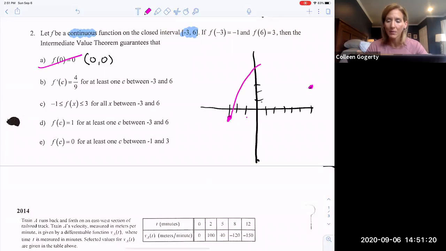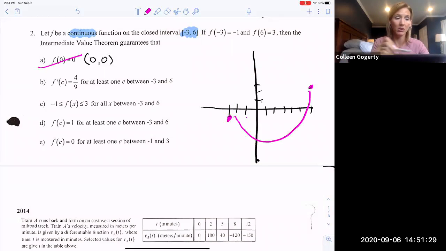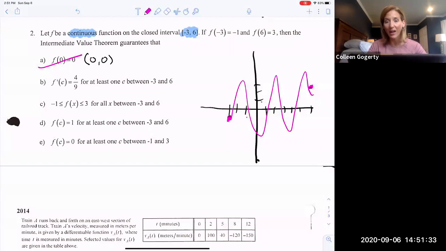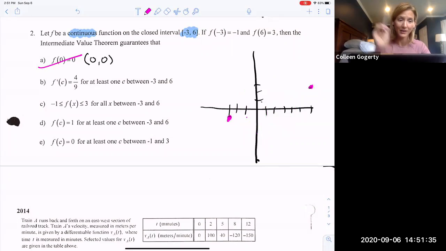I mean, why can't my graph go like that? It could, right? Why couldn't my graph go like this? It could. Heck, craziness. Why can't my graph look like that? It could. So I do not know (0, 0).